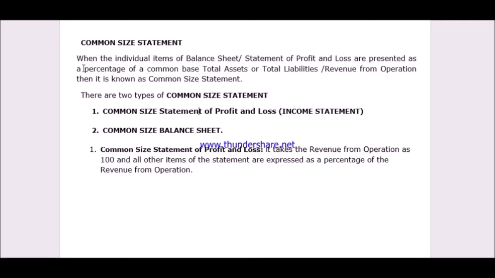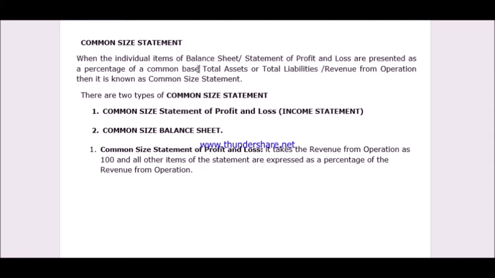In the common size statement, the matter is a little bit different. Here the individual items of either the balance sheet or the statement of profit and loss are presented as a percentage of a common base. We compare or show all the individual items as a percentage of the common base, and that's why it is known as the common size statement.